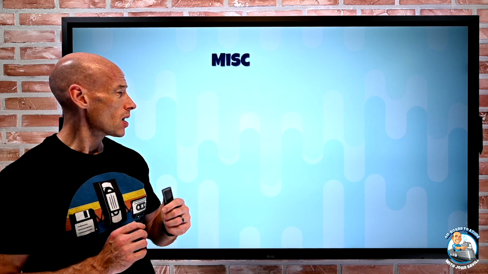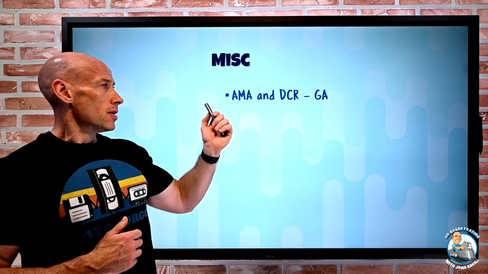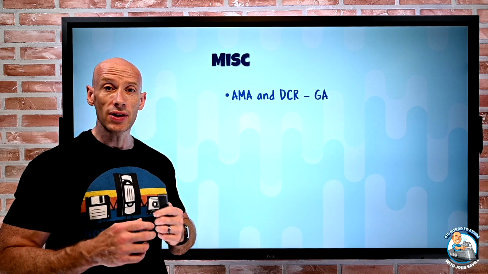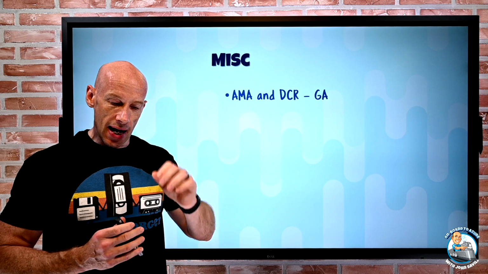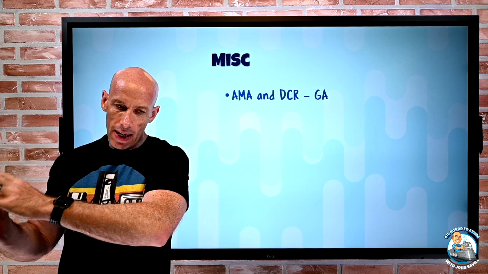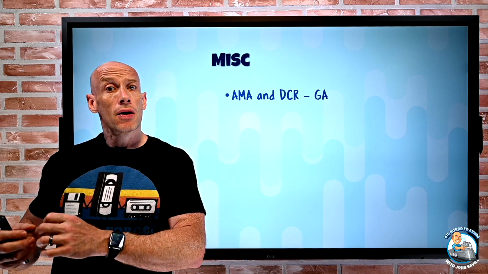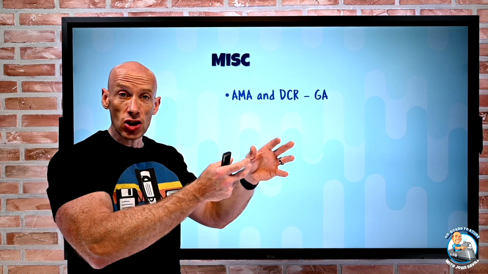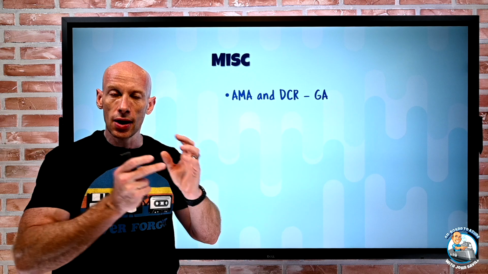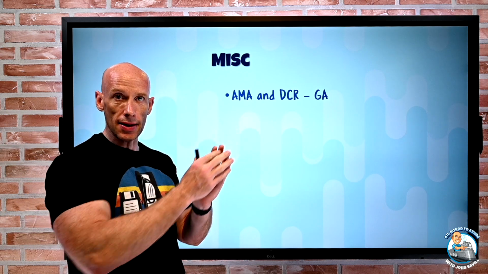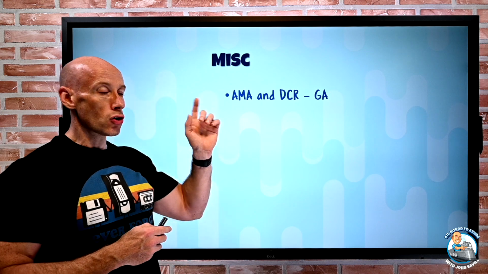Miscellaneous. So the Azure Monitor agent and the whole data collection rules have gone GA. So remember, the Azure Monitor agent is kind of the replacement, the evolution of the Log Analytics agent, the VM Diagnostics extension, the Telegraf extension that lets me get data not only into Log Analytics, but also things like Azure Monitor metrics. So that has gone GA.